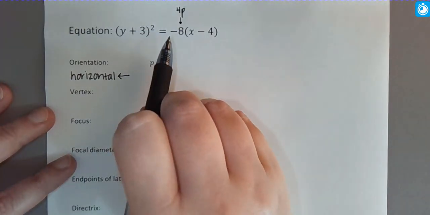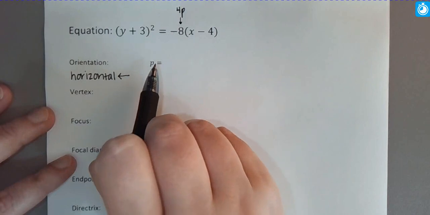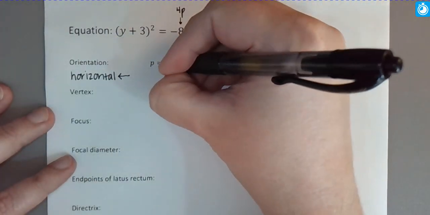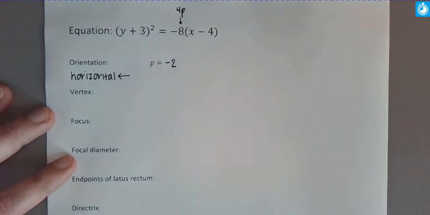That means if we divide negative 8 by 4, we can get our value of p. So negative 8 divided by 4 is going to be negative 2. So p is going to be negative 2. We're going to use that number in a variety of different ways in order to get an accurate graph.